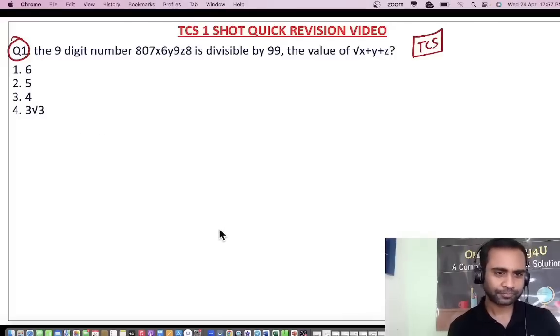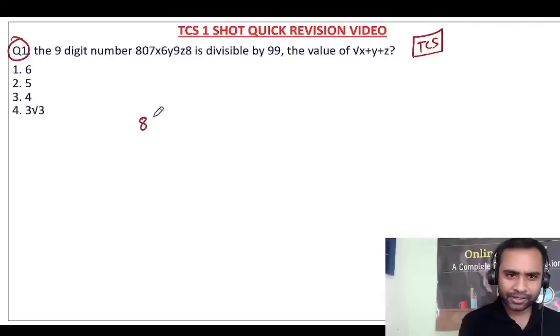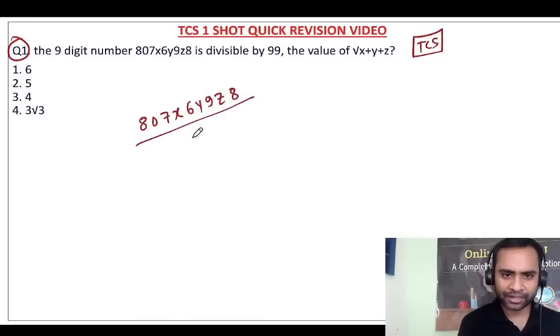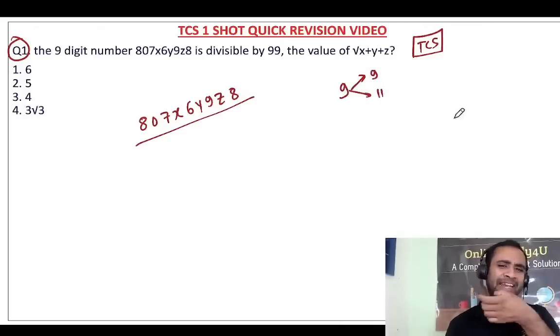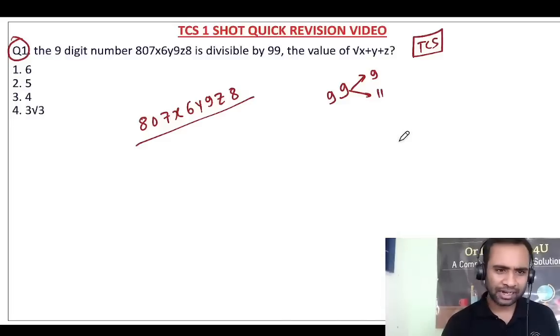If the 9 digit number 8076 7x6y 9z8 is divisible by 99. 99 is a factor of 9 and 11. Sir, 99 is a factor of 3 also. Why did you not write 3? You can write anything. It doesn't matter, right?